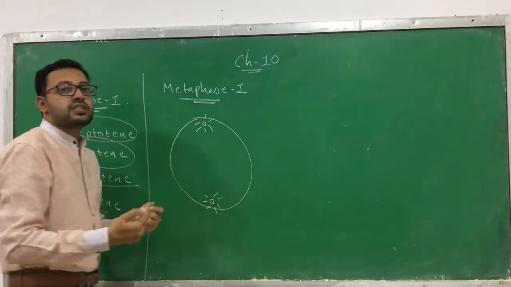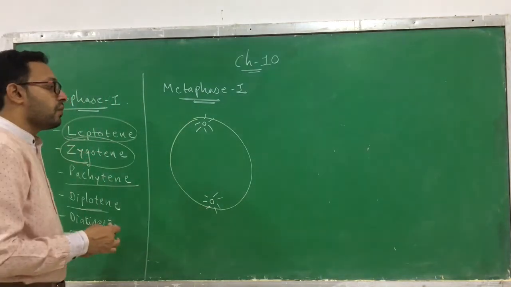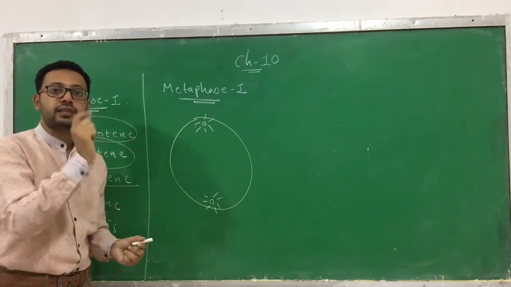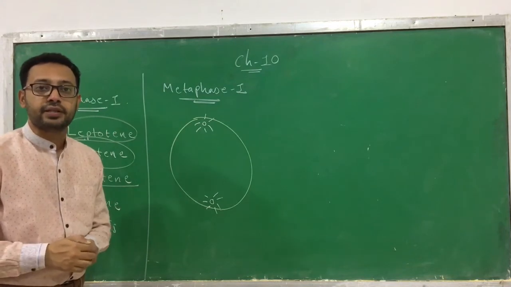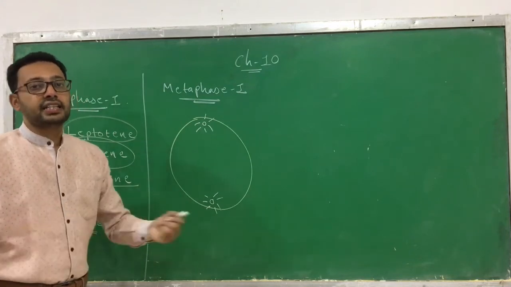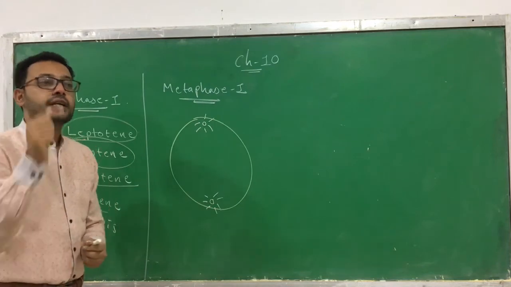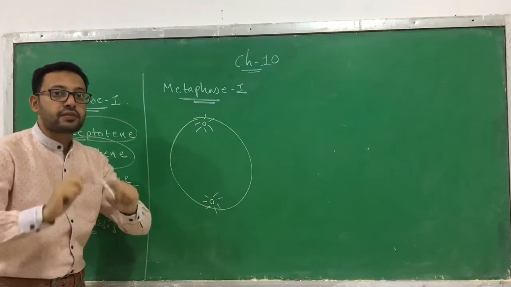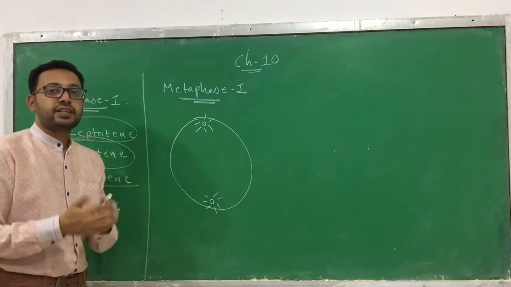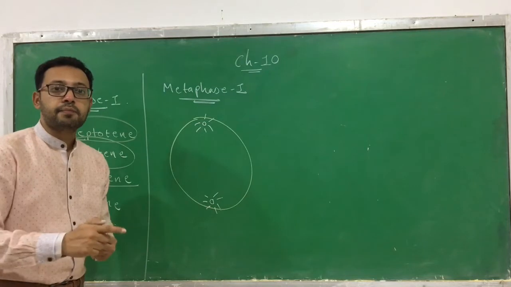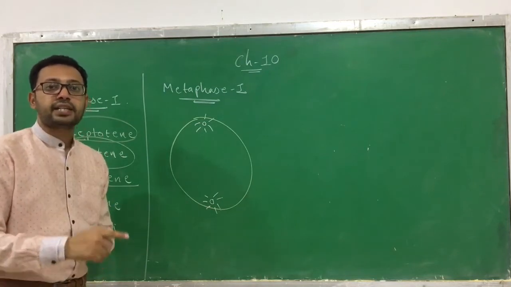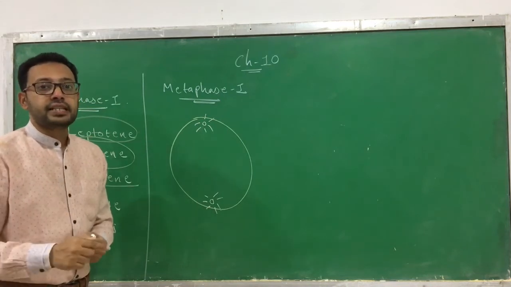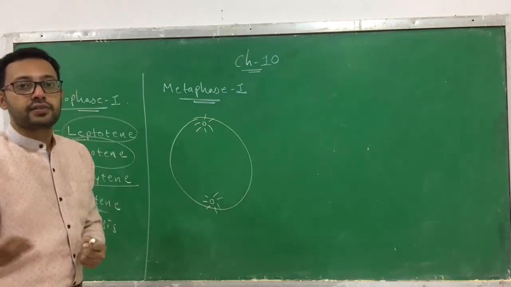Now what is the indication that metaphase 1 starts? When there is a complete breakdown of the nuclear membrane and all the DNA gets condensed into chromosomes, this is the indication that metaphase 1 starts. I again repeat, metaphase 1 starts when there is a complete breakdown of the nuclear membrane and a complete condensation of the DNA material into chromosomes.